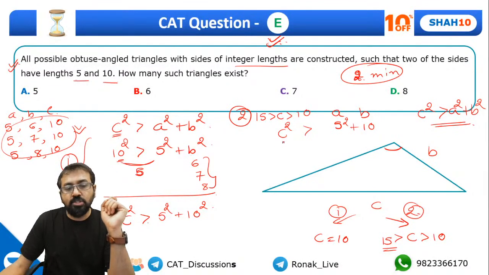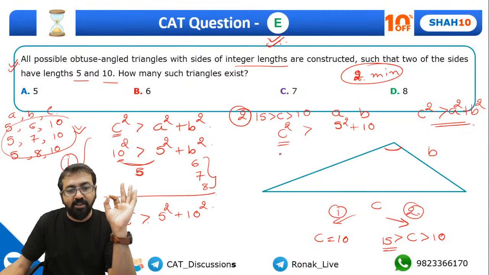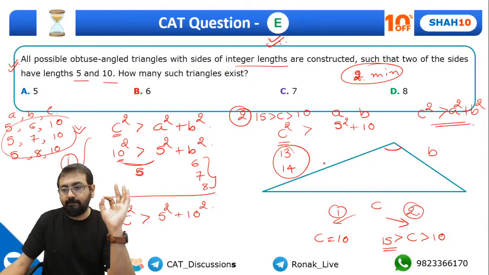So how many values can c take now? So what is 5 square plus 10 square? 125. So c should be more than 125. So c can be 13 and 14. Yes, everyone, is that correct?